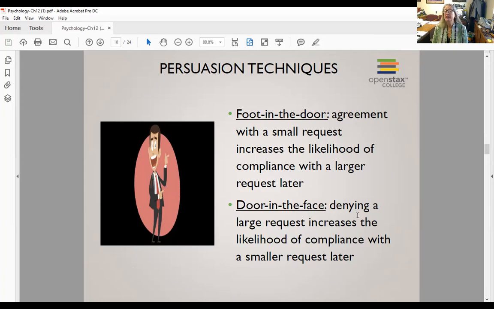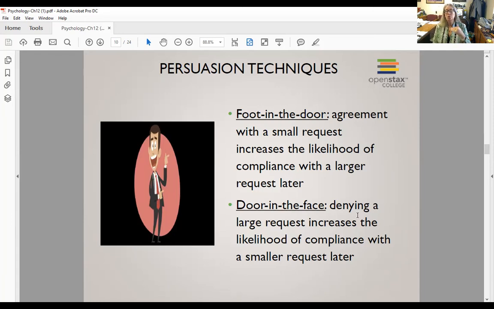With other people, he used door in the face. He said, would you be willing to volunteer 2 hours a week, every week for the next 2 years with a group of juveniles to help them improve? Everyone said no. And then he'd say, okay, well, if you won't do that, would you be willing to take a group of them to the zoo this Saturday for 2 hours? And what he found is over 50% of the people said sure.